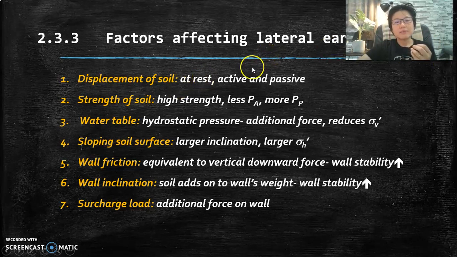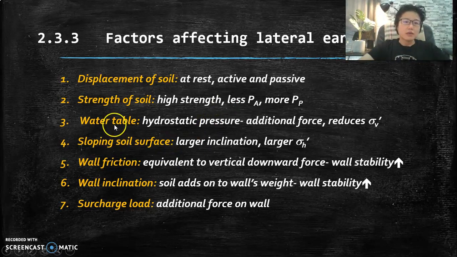Okay, and the second factor is the strength of the soil. Generally, if your soil is of high strength, then it will exert less force onto your wall. Why? Because if your soil is strong, then it can hold itself in a stable condition. There's no need for it to want to lean onto the wall. Make sense? Hence, if it is stronger soil, then it will have less active pressure or passive pressure acting on the wall.